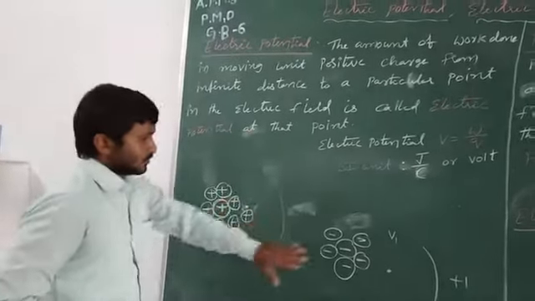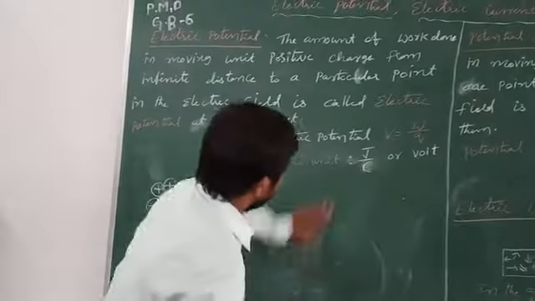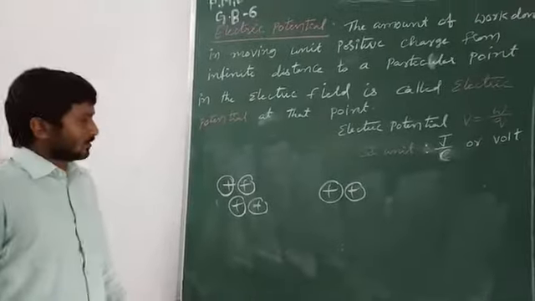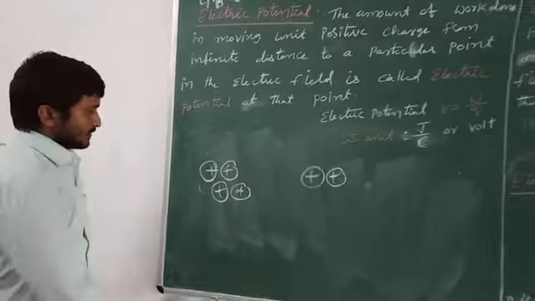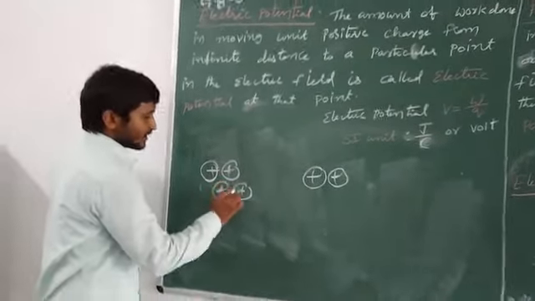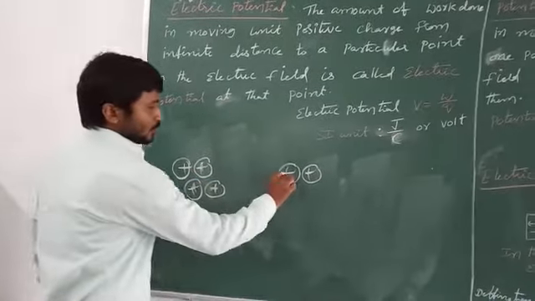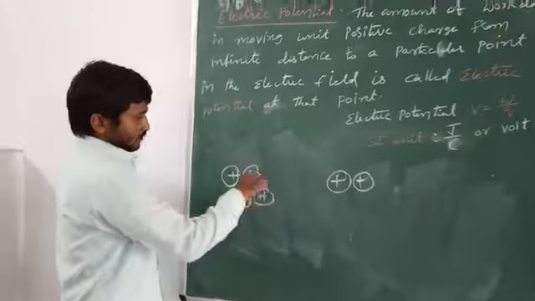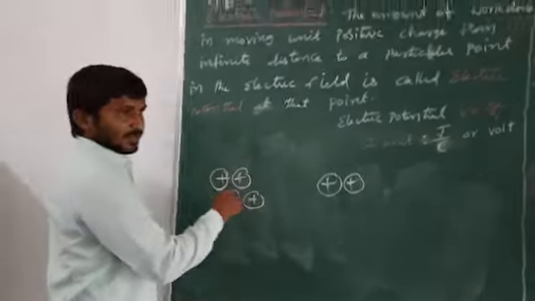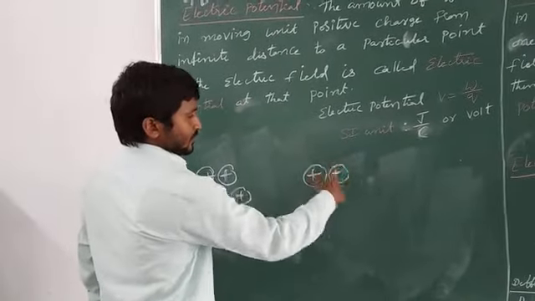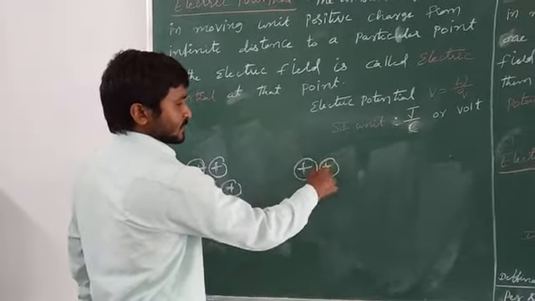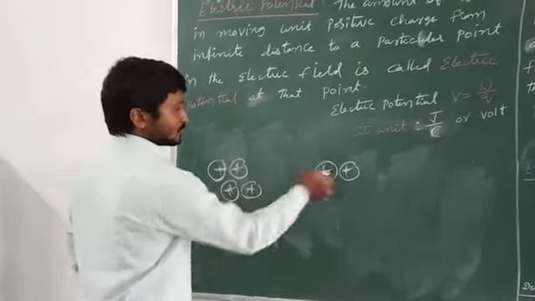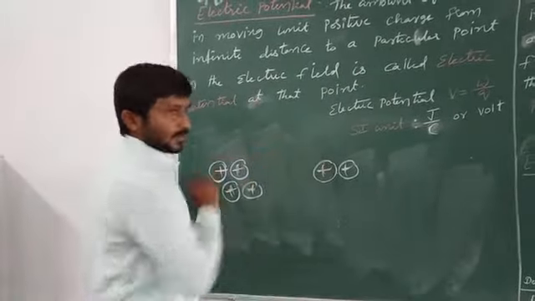Now, how does the charge flow? Due to the potential difference. Let us consider that there are 4 positive charge carriers in one region and 2 positive charge carriers in another region. More positive charge carriers means high potential, fewer positive charge carriers means low potential. And there exists a potential difference between these 2 regions, between these 2 points.